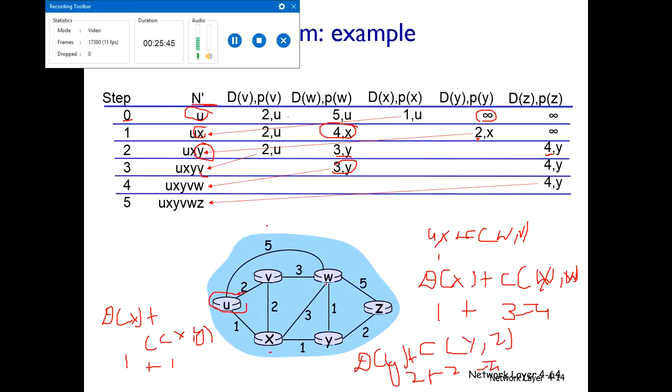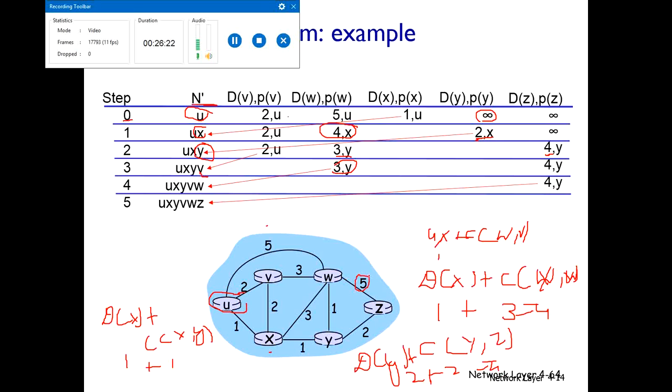Now from w we can reach v, we can reach x, we can reach y, we can reach z. W to v is 3 and from u to w is 3. So we are not going to change it. W to w is 0. W to x, again it's 3 and 3 plus 3 is 6. We are not changing, because we cannot get a lesser cost than 1. W to y is 1 and the cost to reach w is 3. 3 plus 1 is 4. So it's already 2. We are not going to change it.